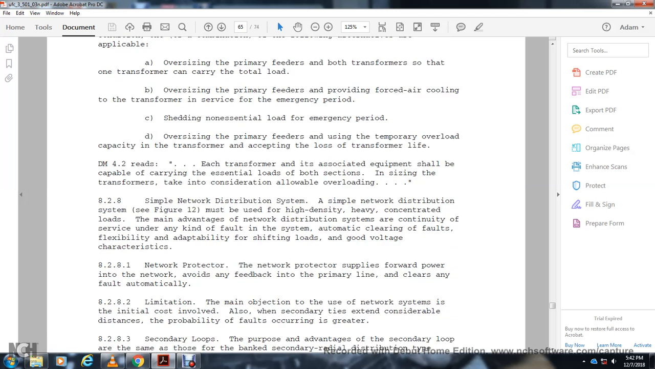Limitation: the main objection to the network system is the initial cost involved, also the secondary type of the system extends over considerable distance and the probability of a fault occurring is greater.